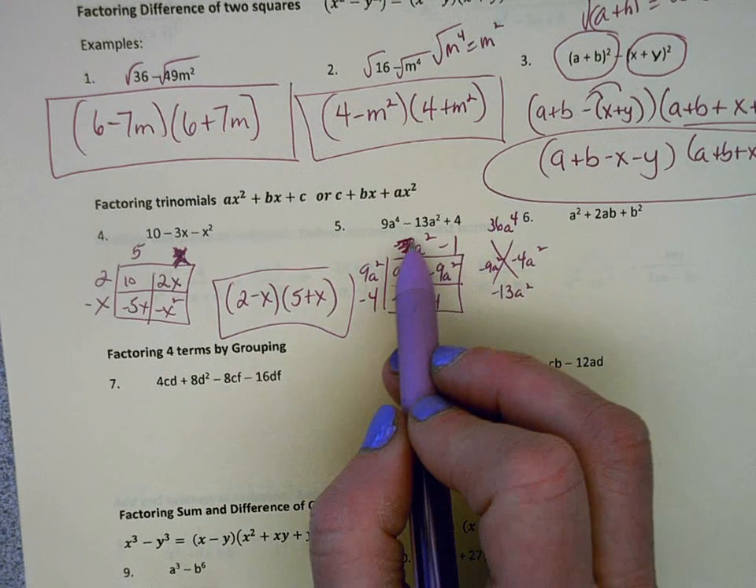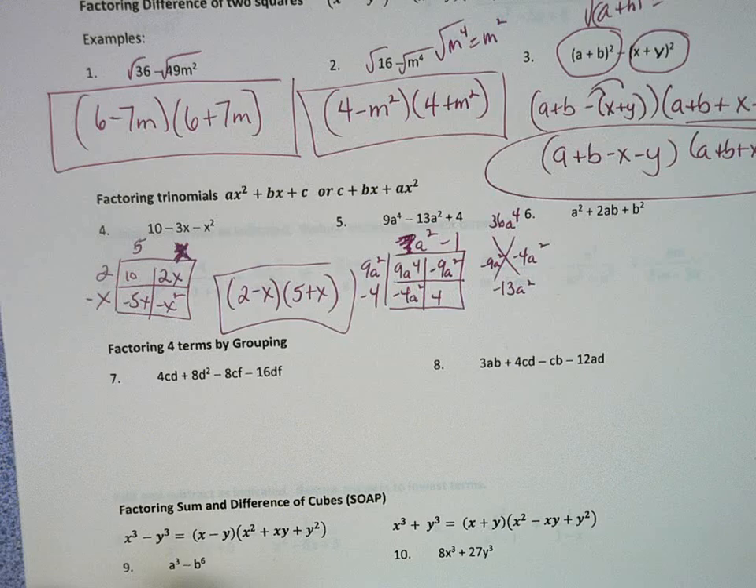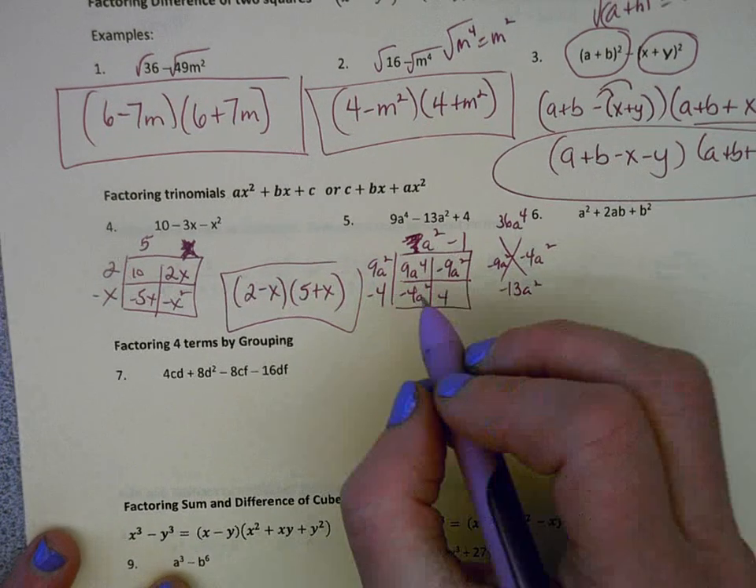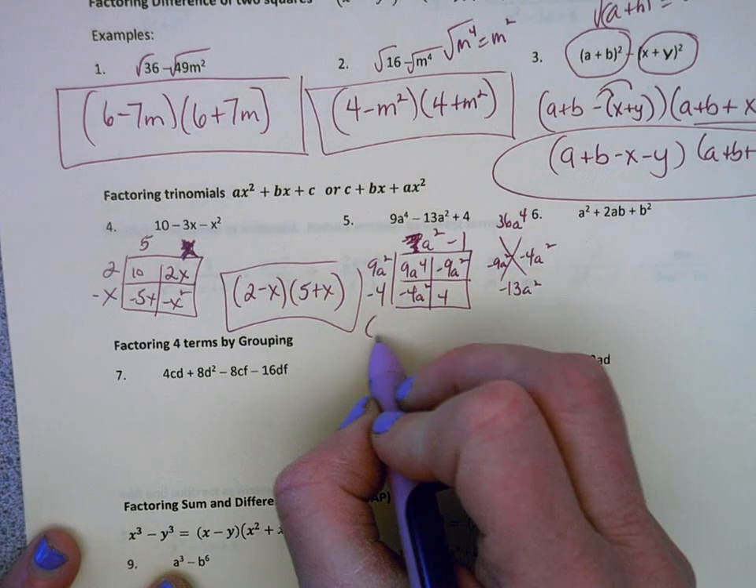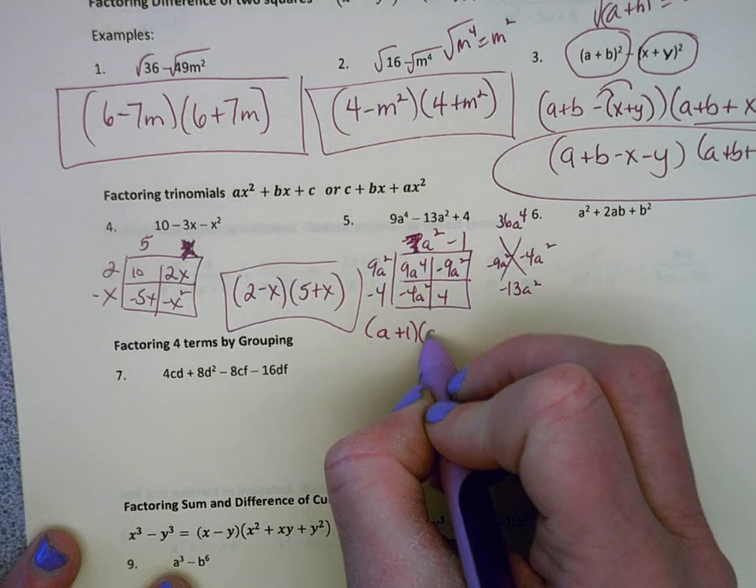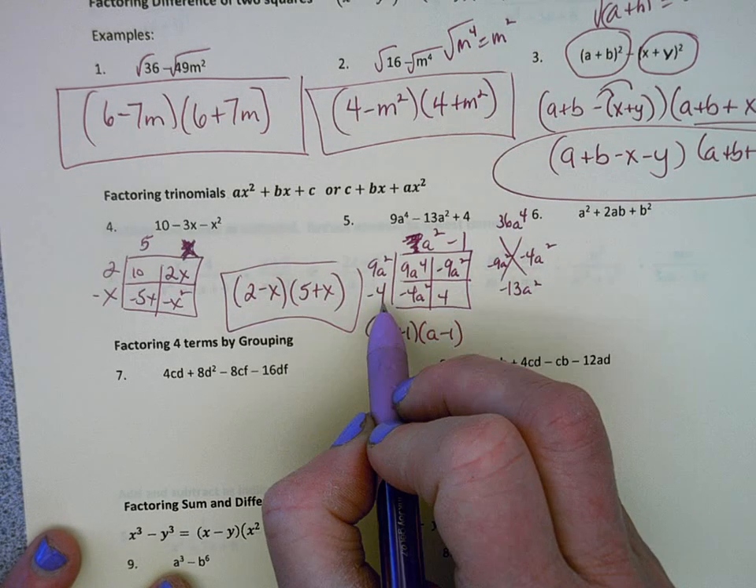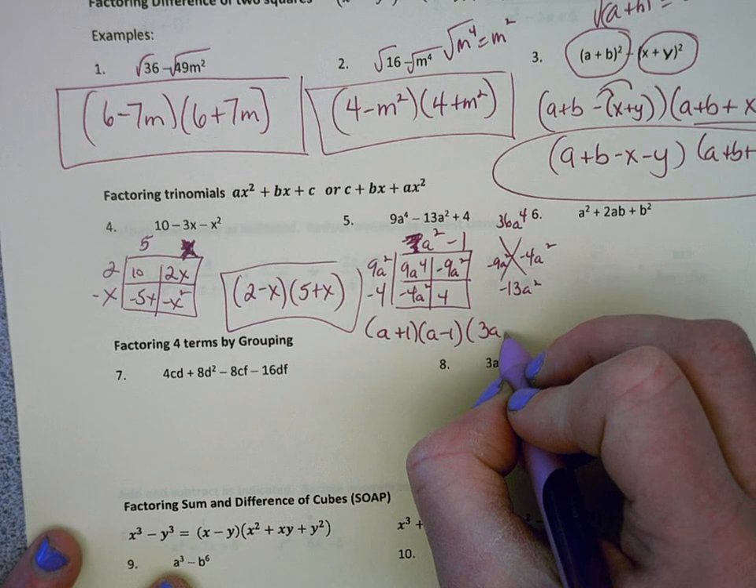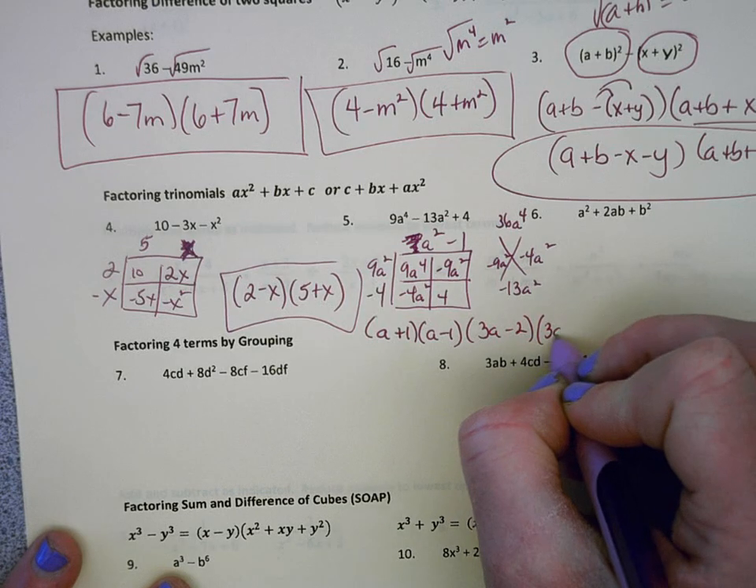So I'm hoping that you notice both of those are a difference of 2 squares. So a squared minus 1 would be a plus 1, a minus 1. 9a squared minus 4 would be 3a minus 2, 3a plus 2.